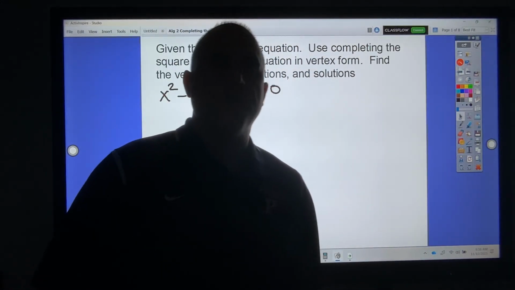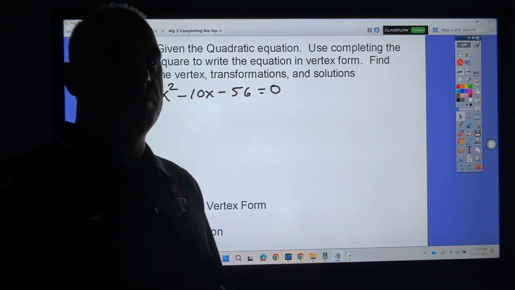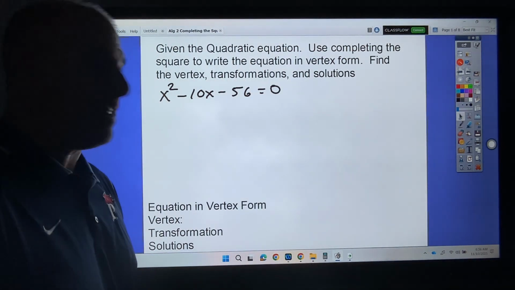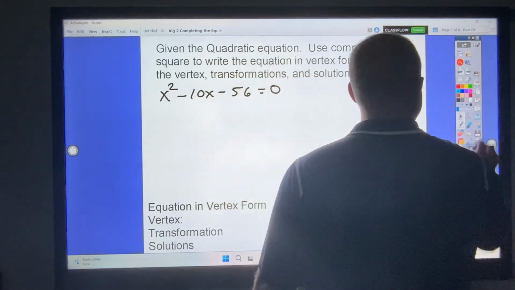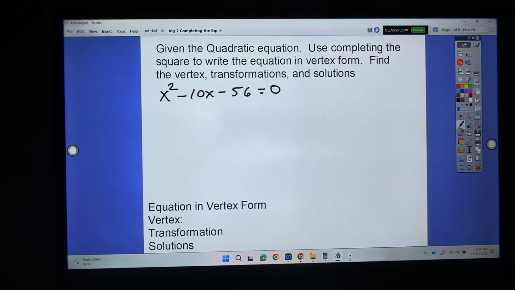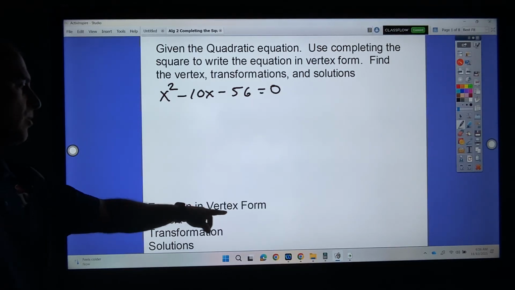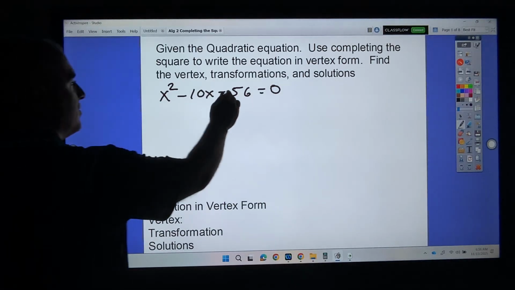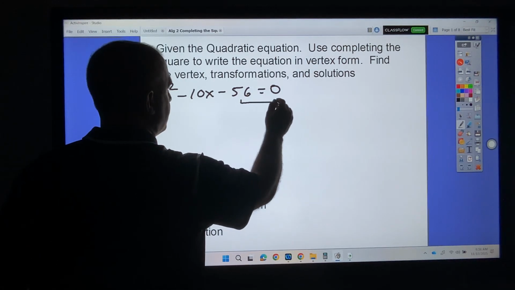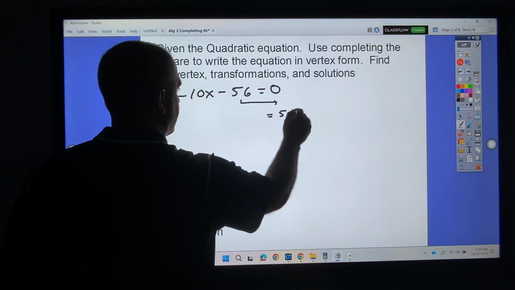Okay, this is going to be a video for Algebra 2 on completing the square and solving for quadratics. What we want to do here, we learned this in the previous unit. We want to complete the square and write the equation in vertex form. So the first step is I want to move this to the other side. So that's going to be 56.